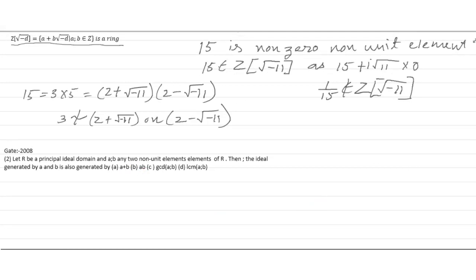So friends, the next problem is GATE 2008. Let R be a principal ideal domain, and a, b any two non-unit elements of R. Then the ideal generated by a and b is also generated by a + b, ab, gcd of a and b, or LCM of a and b. So friends, a principal ideal domain is given.